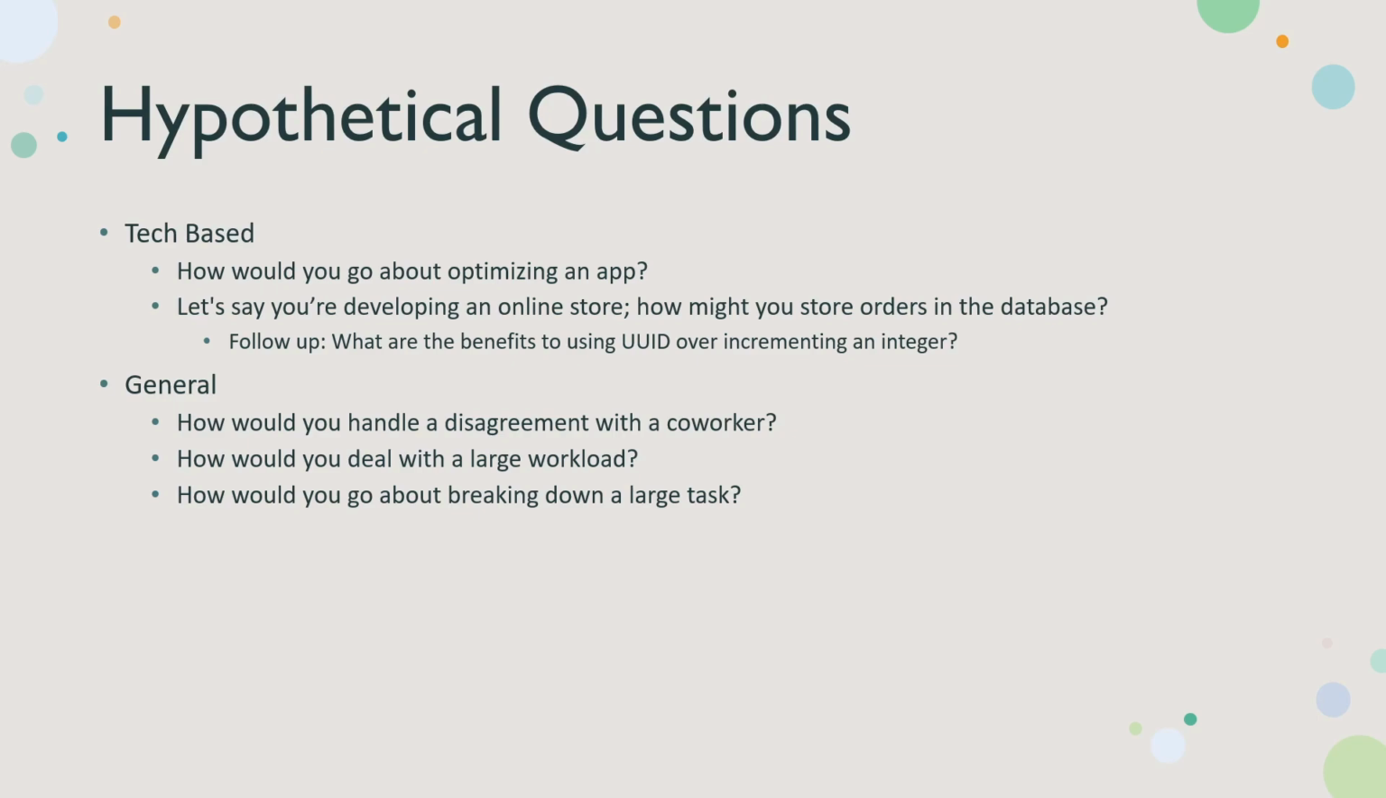Some general questions that I've seen: how would you handle a disagreement with a coworker? You might say, well, depending on the severity of the disagreement and what it's about, I would probably try to reason with them. If we're not capable of reasoning, I might just drop the disagreement and move on to something else. Or if it's really bad and there's no moving past this, then you might need to involve management or something like that. Or how would you deal with a large workload is a common one.